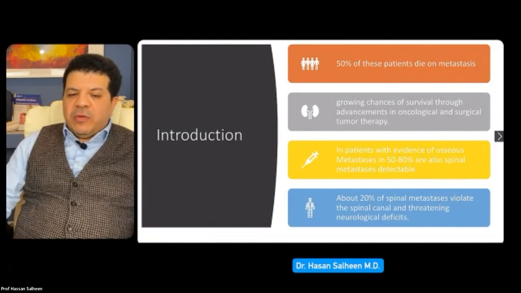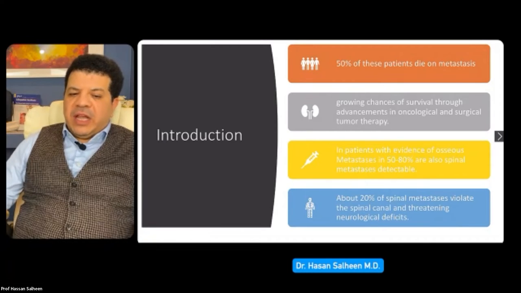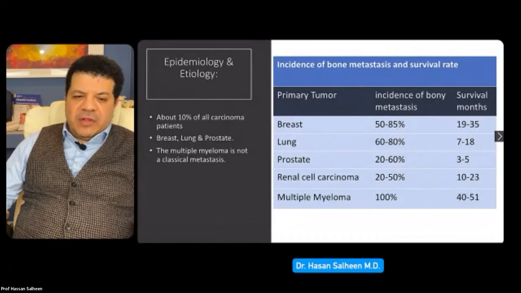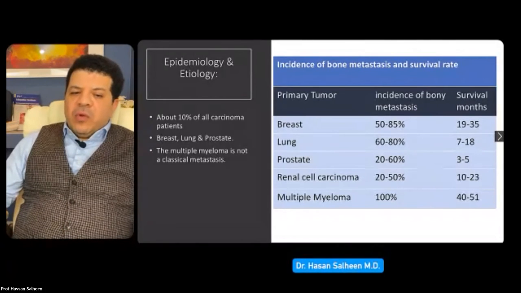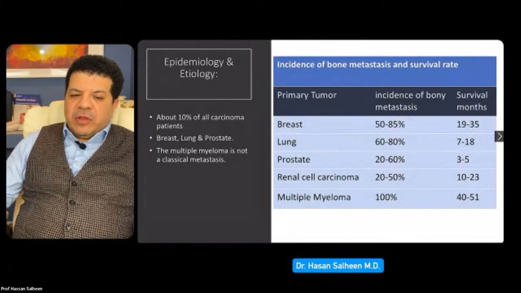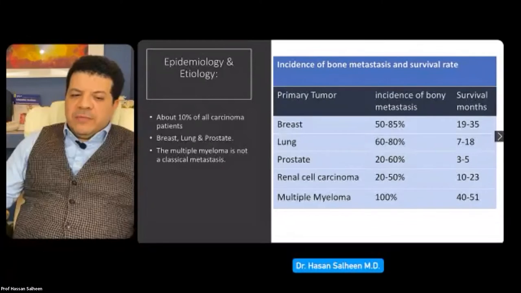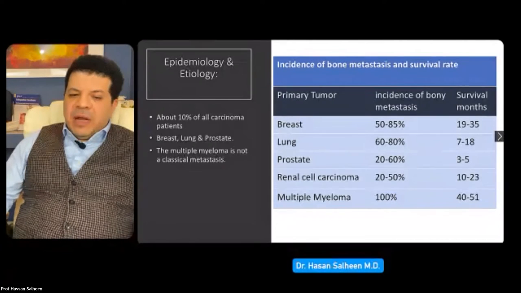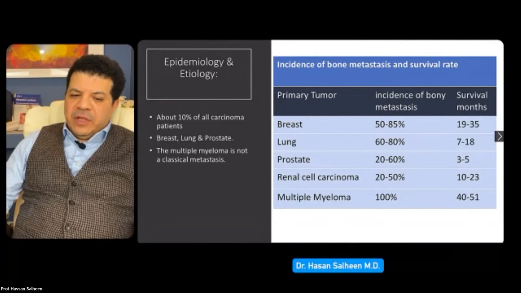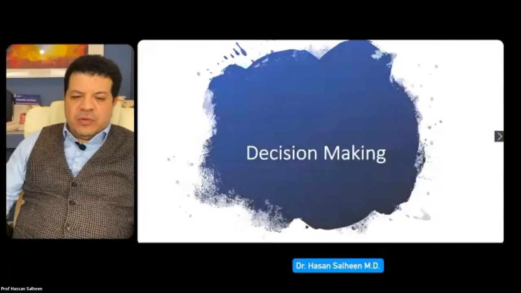About 20% of the spinal metastases violate the spinal canal, threatening neurological deficit. The most common tumors causing spinal metastases are breast cancer, bronchogenic carcinoma, and prostate cancer. The survival period in months varies according to the degree of malignancy of the primary tumor. Multiple myeloma has a good survival rate in comparison to prostatic carcinoma. Lung, bladder, and pancreas tumors are much more aggressive than thyroid, breast, and prostatic tumors.